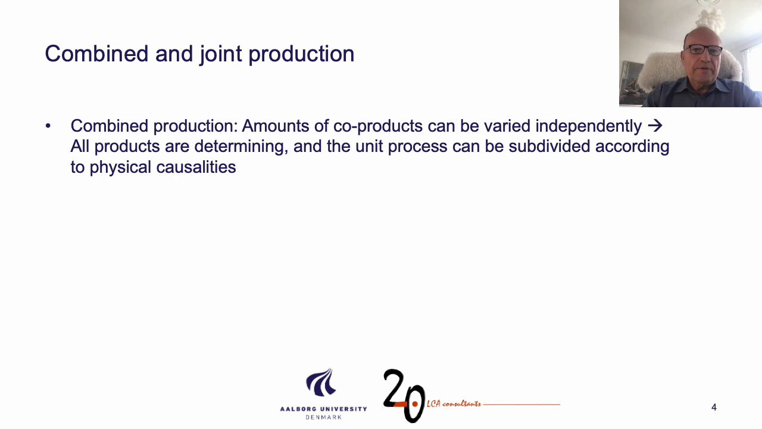In combined production, you have the situation where co-products can be varied independently. That means that all products are determining, and the unit process can be subdivided according to physical causalities. An example of this is petroleum refinery, where the main products, jet fuel, diesel, and petrol, can be produced in varying quantities depending on the demand on the market.